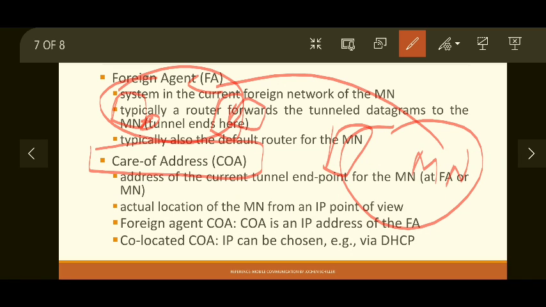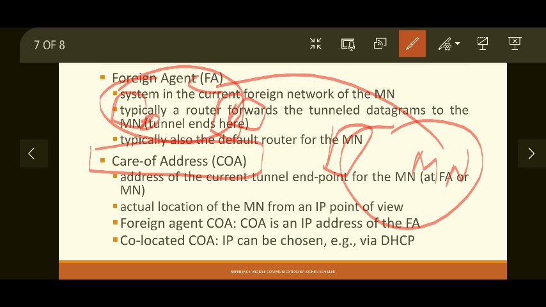So there are two types of care of addresses: foreign agent COA, that means if the tunnel ends at the foreign agent, it is called foreign agent COA, or if the tunnel ends at the mobile node, then it is called co-located COA, where the IP is chosen by the mobile node itself. Okay, that is via DHCP or some other mechanism. So care of address is your address in the foreign location or foreign network.